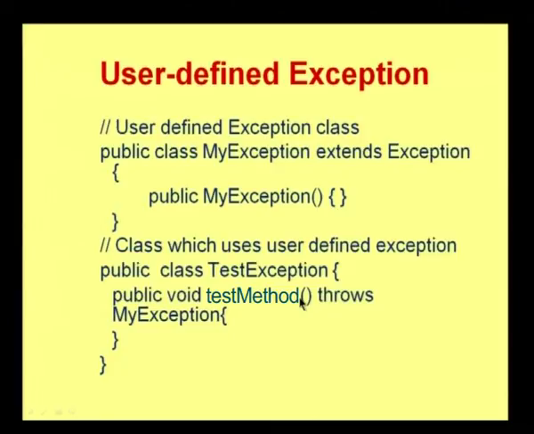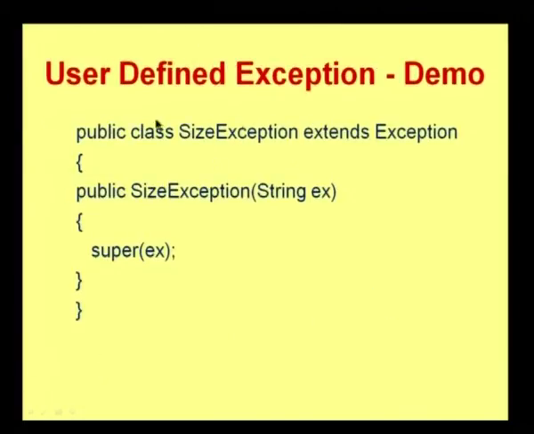Here in this test method I write a keyword called throws and my exception. It means that this method is likely to throw my exception. So what I can do is throw an instance of my exception, and this method needs to handle that. So here is a demo.